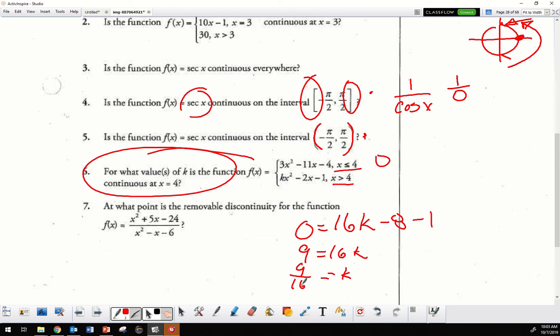These are ones that I guarantee you will have on there. You will see many of these problems where you have to find some variable that will make it continuous. Does that make sense? Better?